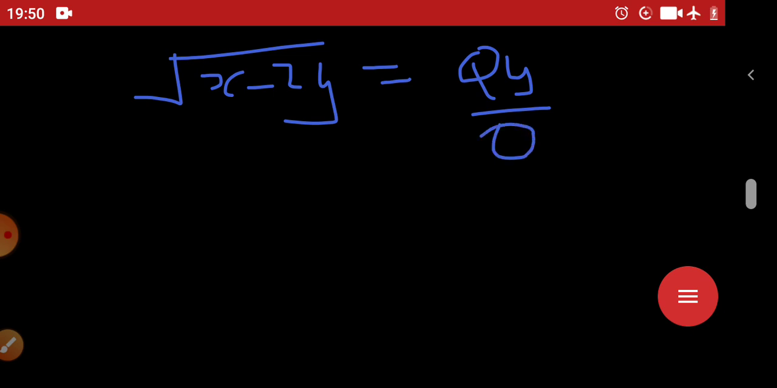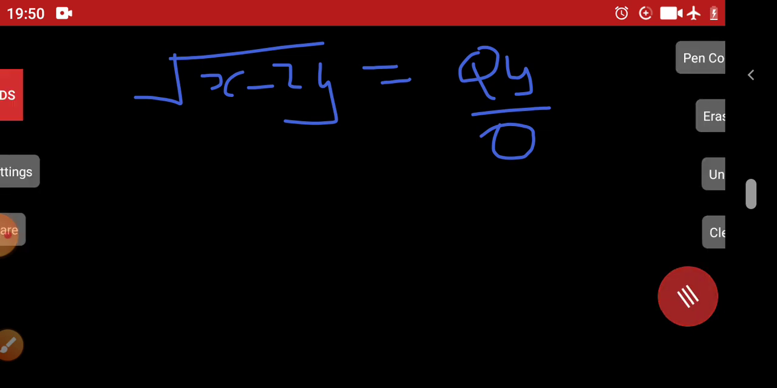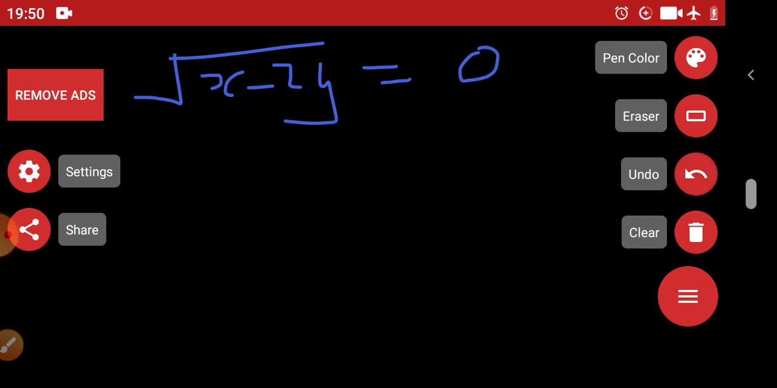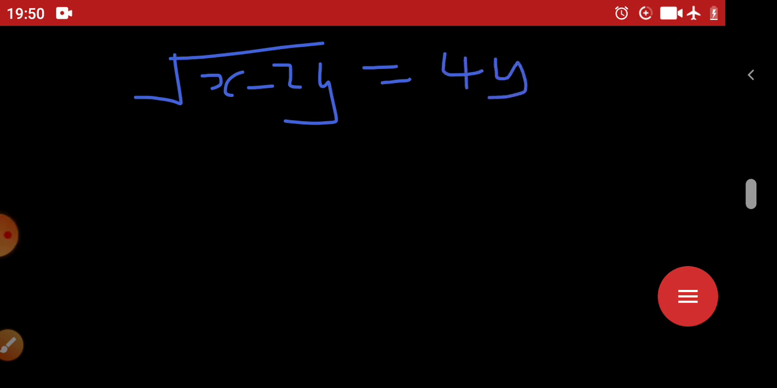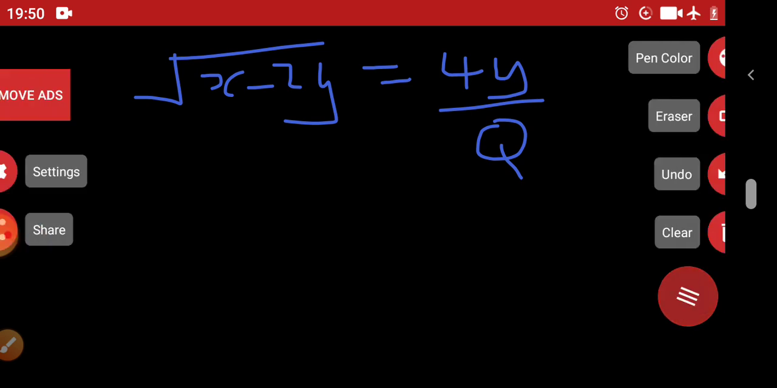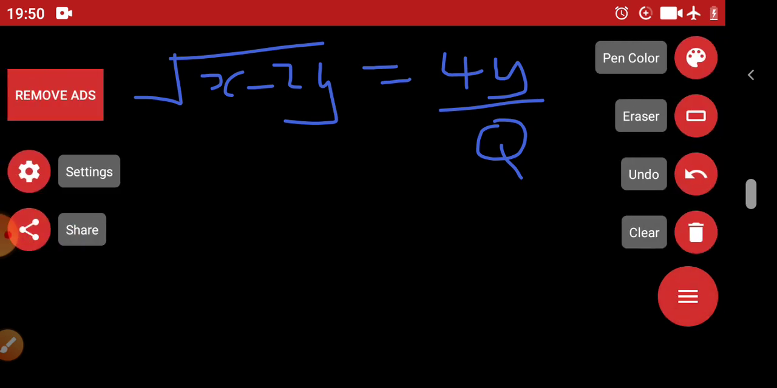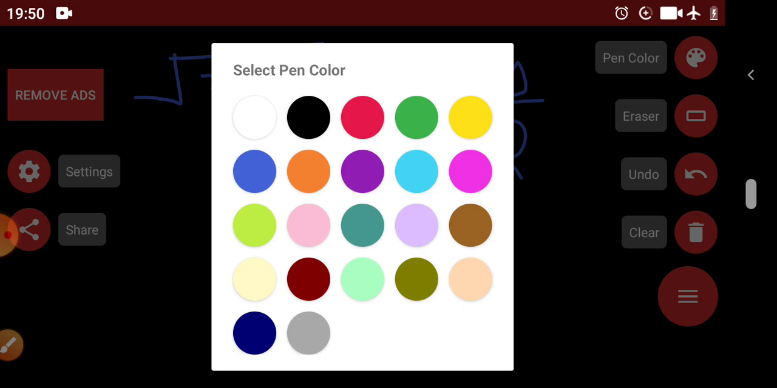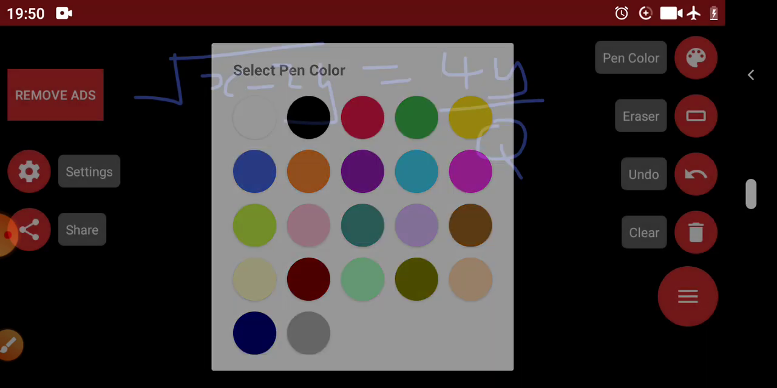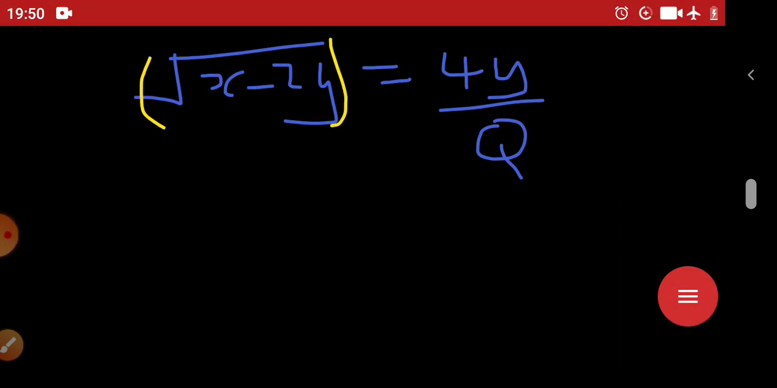Oh, no, this is 4y. Sorry, this is 4y. So this is 4y over q. Now, because we see that there's a square root on the left hand side, to remove a square root, we square. So we need to square both sides.